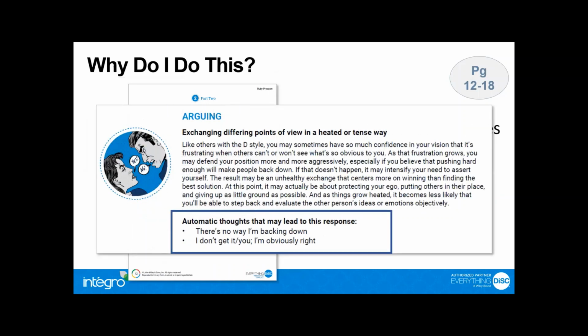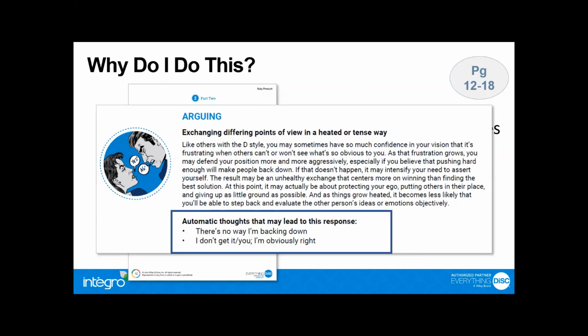Arguing, which is obviously quite common. And because this is Ruby's profile and she's a D, it's saying, like others with a D style, you sometimes have so much confidence in your vision. It's frustrating when others can't see it. All right. And so the automatic thoughts that are likely to trigger this response from Ruby is that, firstly, there's no way I'm backing down, and so continuing to argue, or I don't get it, or don't get you. I'm obviously right, and so continuing to argue, all right? So the automatic thoughts are what's triggering this arguing response.